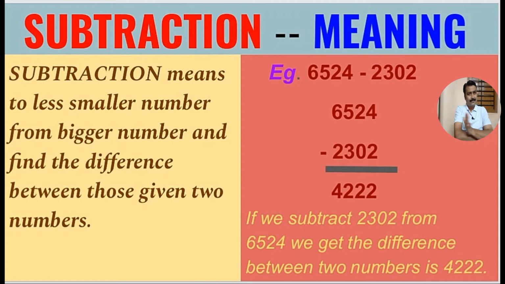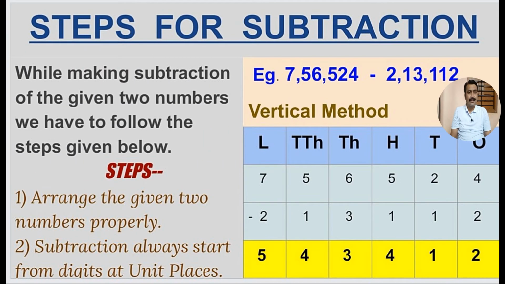Now in this 5th standard also we continue the same procedure of subtraction. While subtracting two given numbers, which precautions and which steps we have to follow, those steps we are revising in the next slide. At the next slide I am showing the steps for subtraction. Let's observe these steps that I am explaining. While subtracting the given two numbers, we have to follow the steps given below.